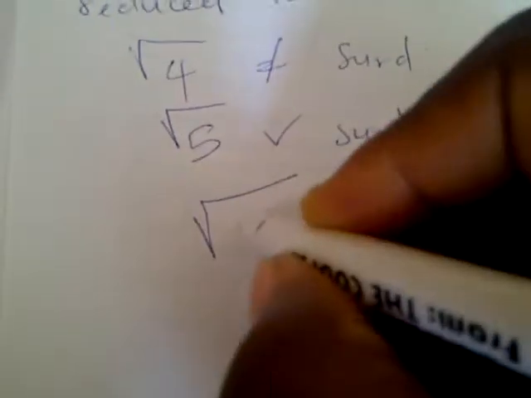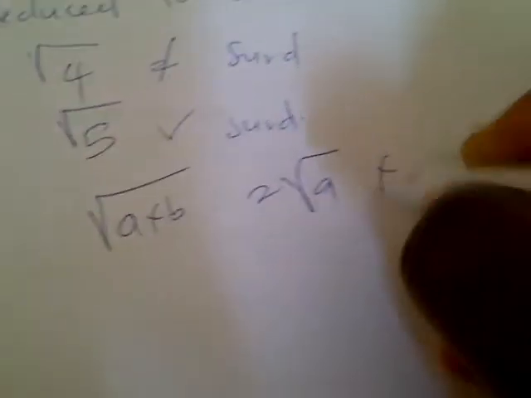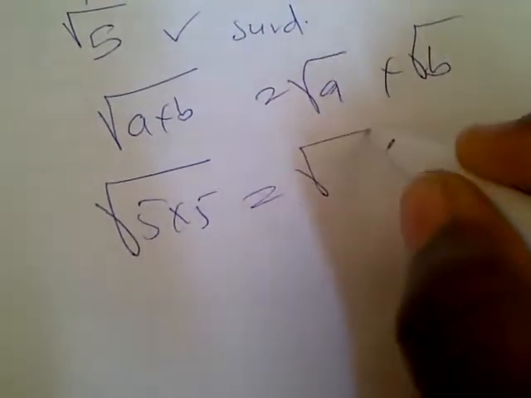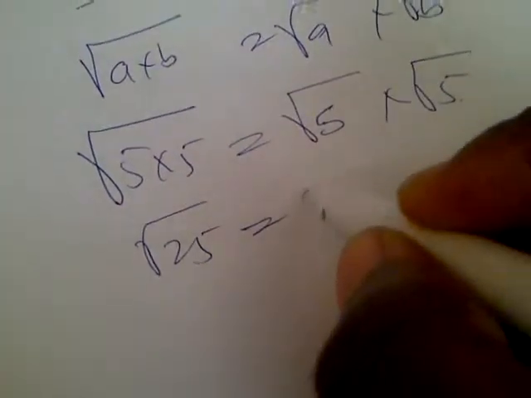Now there are two basic rules of surds I'll need us to talk about. The first one is that the square root of a times b is the same thing as the square root of a times the square root of b. For example, the square root of 5 times 5 is the same thing as the square root of 5 times the square root of 5. The square root of 5 times 5 is the square root of 25, which is equal to the square root of 5 times the square root of 5, which is 5.